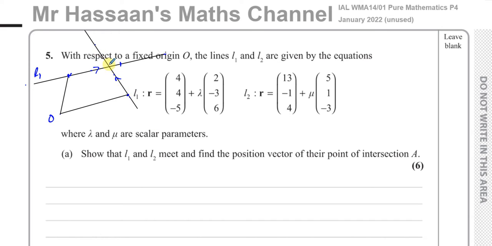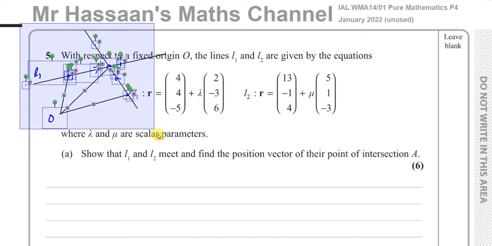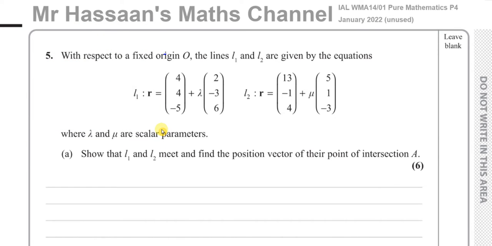So there's going to be a point. We have to show that they intersect. There's going to be a value of lambda and a value of mu which will cause these to have the same position vector. That will take us from O to that point. So there'll be a value of lambda and mu which will make these two lines go to the same position, and that's what we have to do. We have to prove that they meet. That's what we're going to do now. We're going to find the value of lambda and mu which causes these two lines to meet.